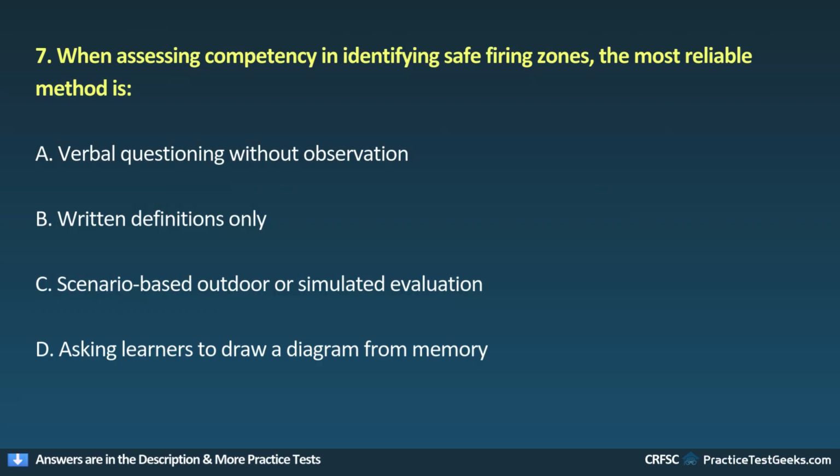7. When assessing competency in identifying safe firing zones, the most reliable method is: A. Verbal questioning without observation. B. Written definitions only. C. Scenario-based outdoor or simulated evaluation. D. Asking learners to draw a diagram from memory.